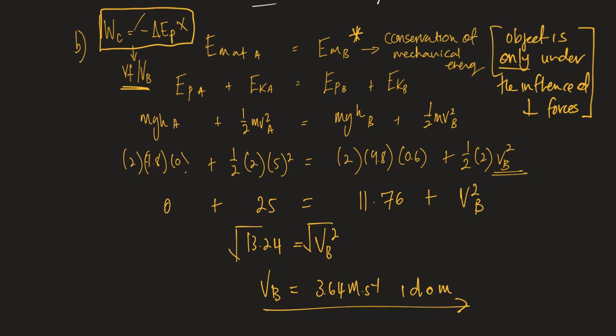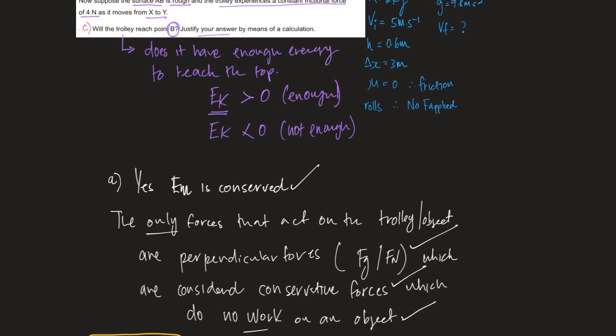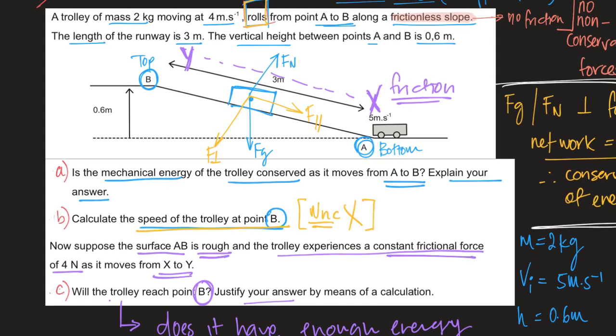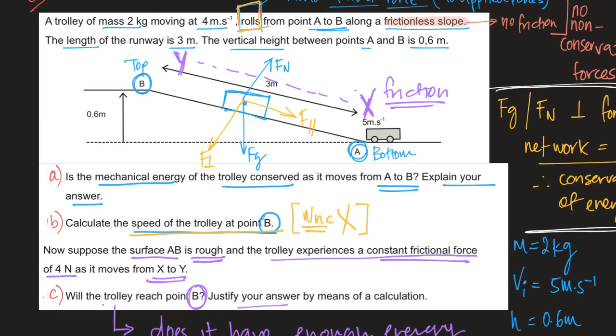All right, for the last question for this setup, it says here, suppose the surface AB is now rough. It experiences a constant frictional force of 4 newtons as it moves from X to Y. That's the new setup that we have here, X to Y, yeah. All right, will the trolley reach point B? All right, so let's have a look at what information we do have.